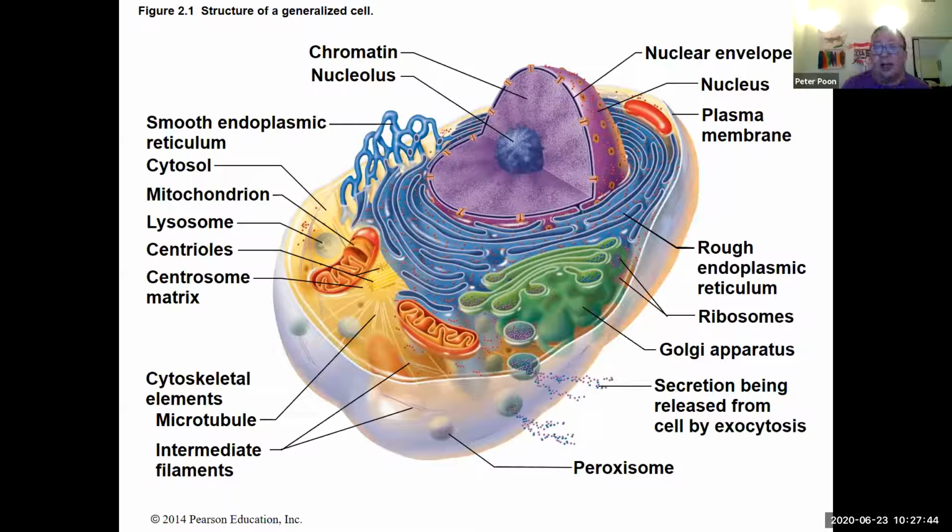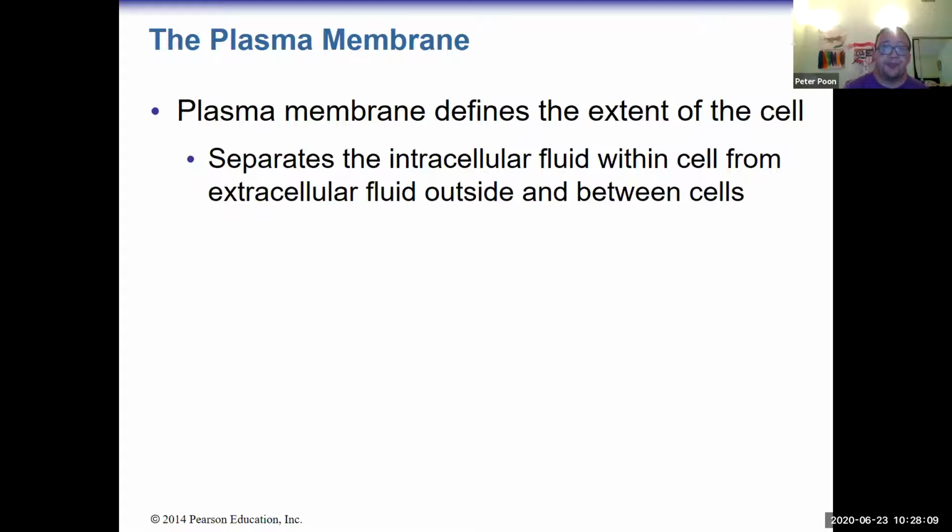Cells that do a lot of making of products, like your pancreas producing insulin, need a lot of ER and Golgi apparatus to pump this stuff out. Different cells will have different amounts, but all cells will almost always have all of these organelles.